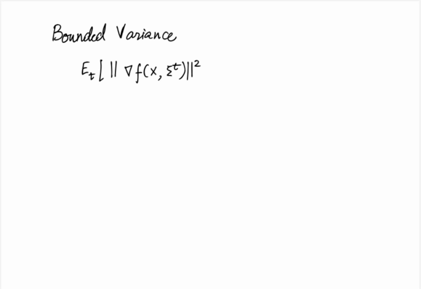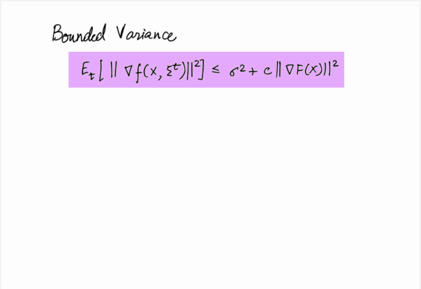In addition to the regularity assumption on each of the f i's, we also need a regularity assumption on how spread out the data is. Specifically, we will require that E t of norm square of gradient of f of x comma xi t is less than or equal to sigma square plus c times norm square of gradient of capital F of x, where recall that E t is the expectation with respect to xi t, or xi of i t, while keeping x constant. So this expression is imposing a restriction on the way in which the second moment of the stochastic gradient is growing.